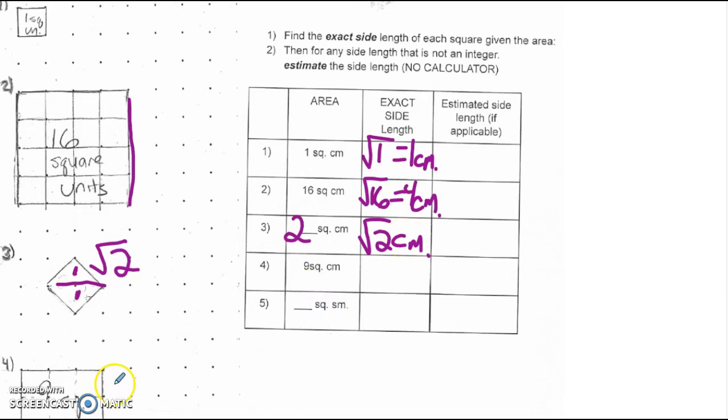All right, square root of 9. So then that would be square root of 9 centimeters. 9 is a perfect square, so that answer would be 3 centimeters. Let me extend the page if I can.